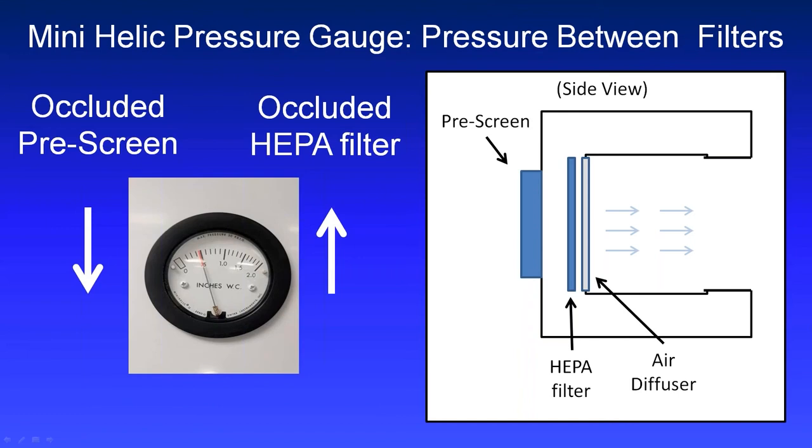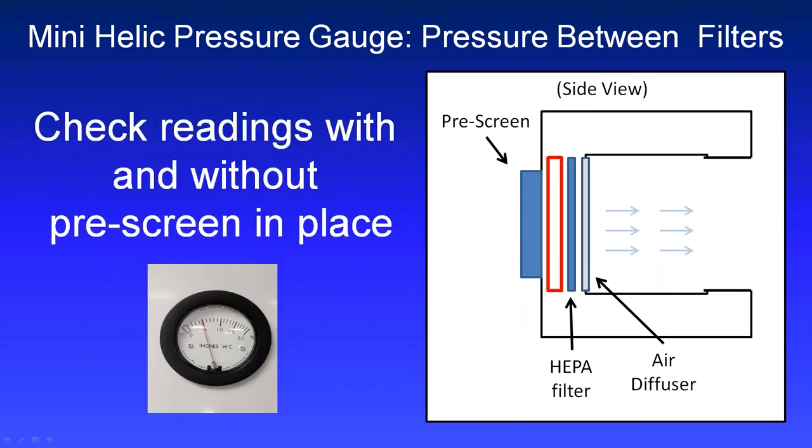There is a Minihelic pressure gauge on the front of the LFH, and you should monitor the reading on this every day. We want to watch and see whether it goes up or whether it goes down. It monitors the pressure in between the pre-screen, the blue pre-screen that's on the back of your LFH, and the HEPA filter, which is inside. So if this reading goes down over time, it could mean that the pre-screen in the back is getting occluded with dust from your room. If it goes up over time, it could mean that the HEPA filter is getting occluded.